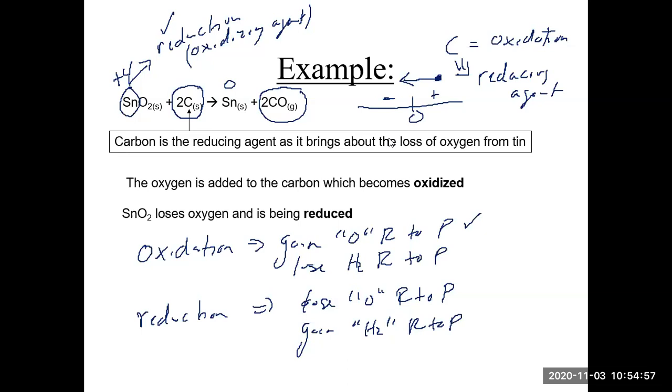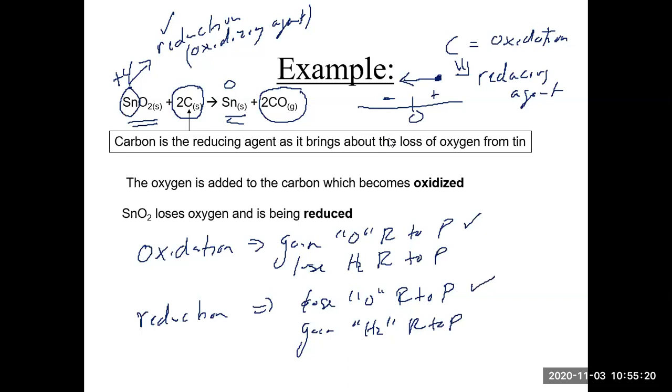So in this particular case, you could have just used our basic definition with tin and figured out by default that the carbon was going through oxidation. Or again, you could use that other definition as well. You also see that the tin lost some oxygen as it went from left to right there, which is again a definition of reduction as well.